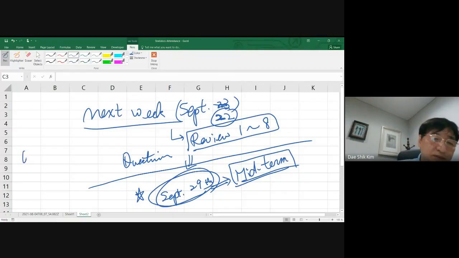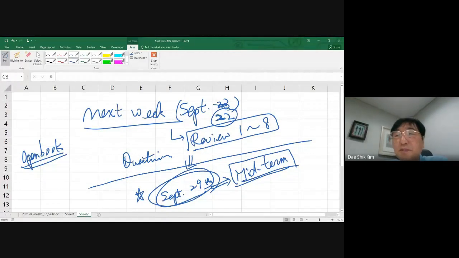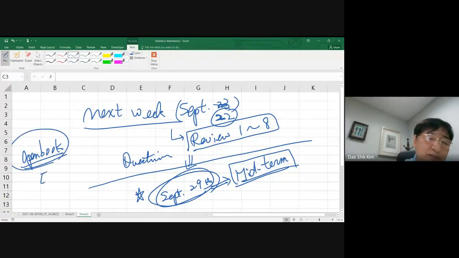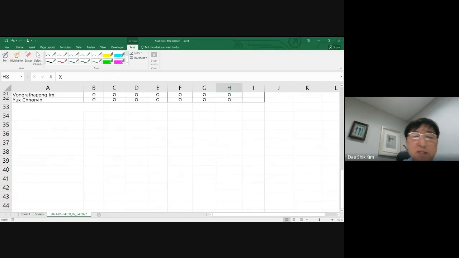The exam is open book. Open book means you can see the textbook, PowerPoint, Excel, everything I have provided. But you cannot see your friend's answer, and you cannot discuss with your friends. Open book, but email is not allowed. You can use handwriting for your answer, or you can use Excel, anything. And then you need to submit your answers.